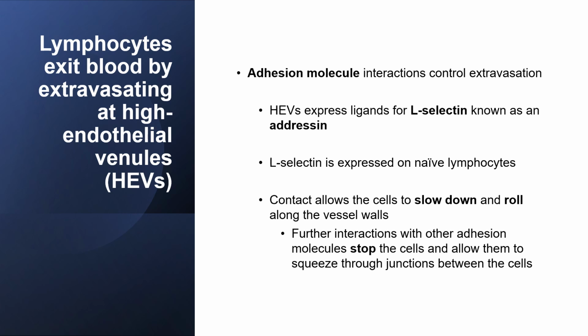L-selectin is present on the naive lymphocytes. So we see this particularly on lymphocytes that have not yet been exposed to antigen. And this is one of the major molecules that's responsible for helping the cells to slow their roll through the bloodstream. They will continue to slow down and attach more and more progressively to the blood vessel walls. Further interactions with other adhesion molecules are going to stop the cells and allow them to squeeze through the junctions between the cells. This whole process is basically the process of extravasation.